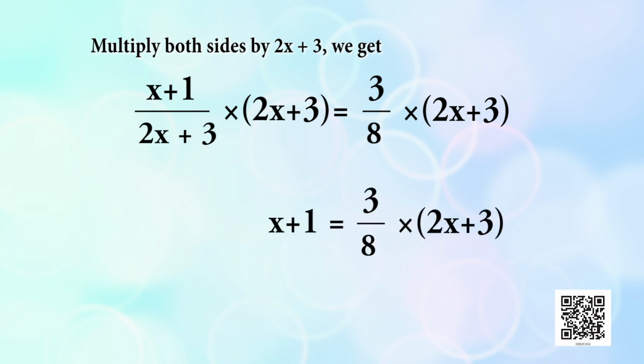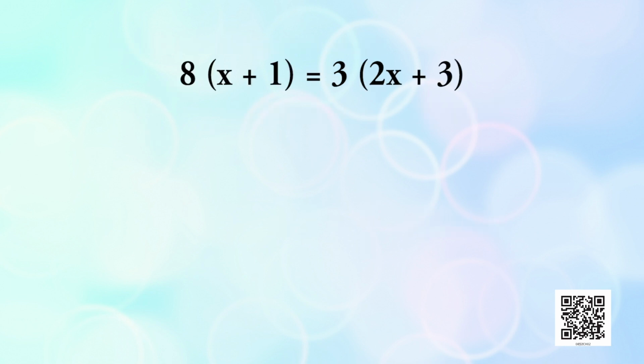Notice that 2x + 3 gets cancelled on the LHS. We get x + 1 is equal to 3/8 times (2x + 3). Now we have a linear equation which we know how to solve. First multiply both sides by 8, it becomes 8 times (x + 1) is equal to 3 times (2x + 3), that is 8x + 8 is equal to 6x + 9.